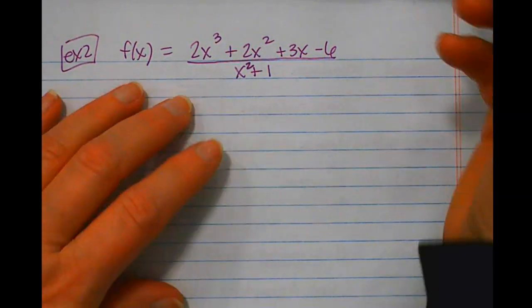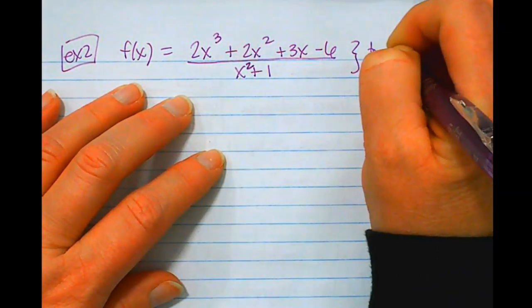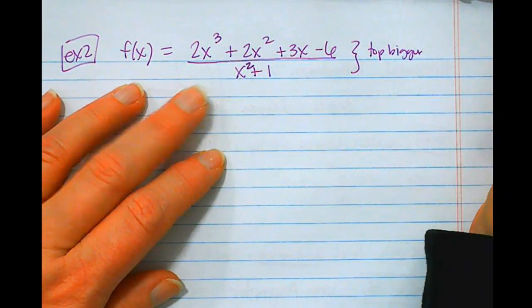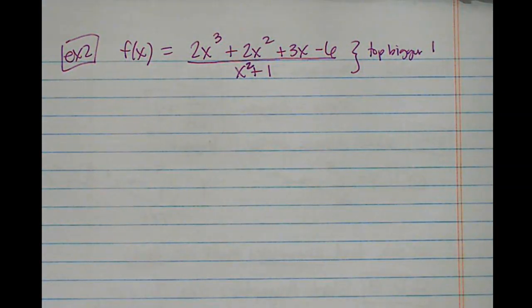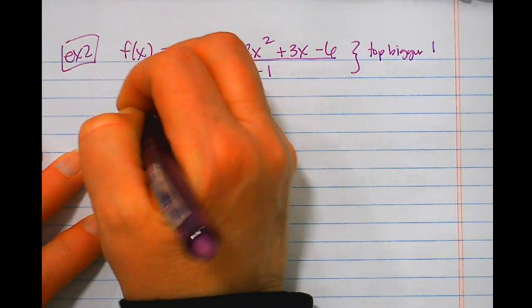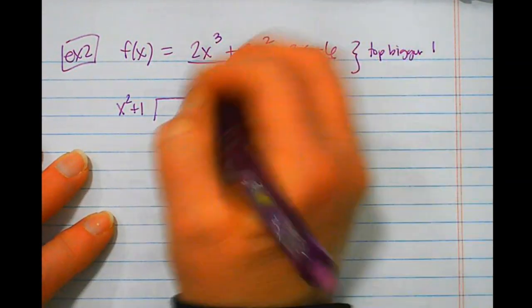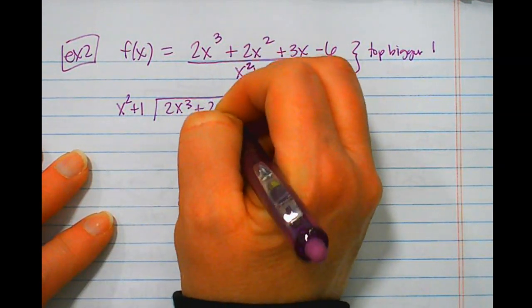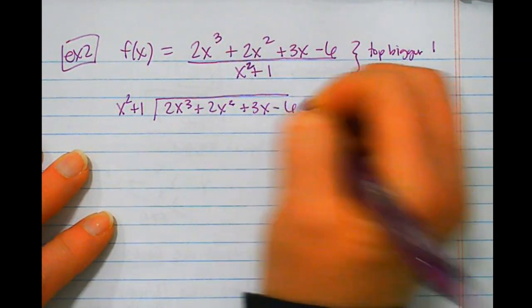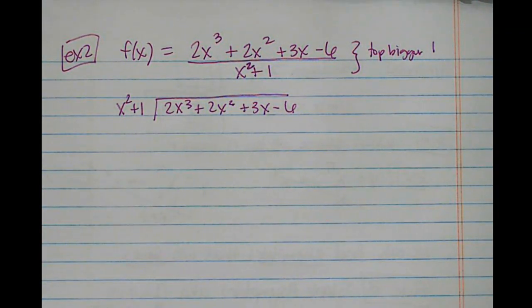So when you compare them, you notice that the top is bigger by 1. So that means if I divided it out, I would have a linear function, a line, x to the first degree. So let's write it out. x squared plus 1 goes into 2x cubed plus 2x squared plus 3x minus 6. You try this one. Try it with long division and see what you get. And then I'll come back and we'll work it together.